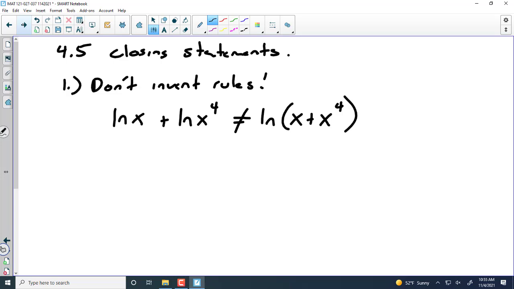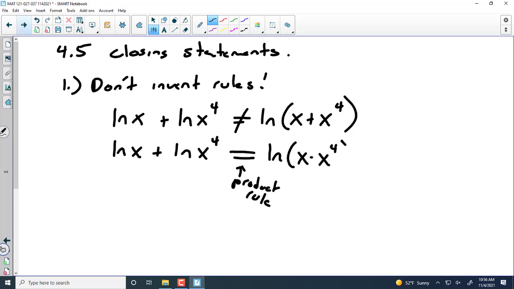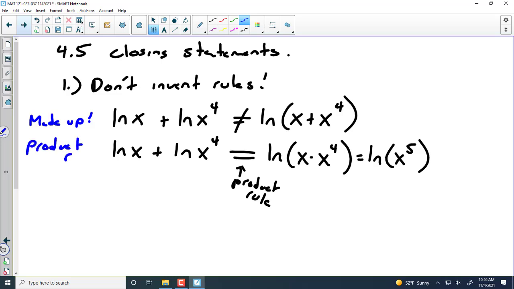In reality, what actually happens is if you have ln of x plus ln of x to the fourth, the product rule actually tells you that this is ln of x times x to the fourth, or ln of x to the fifth. Different. So this one right here was made up. This one right here is the product rule. So you got to make sure that you're actually using rules that are real and not making up your own rules.